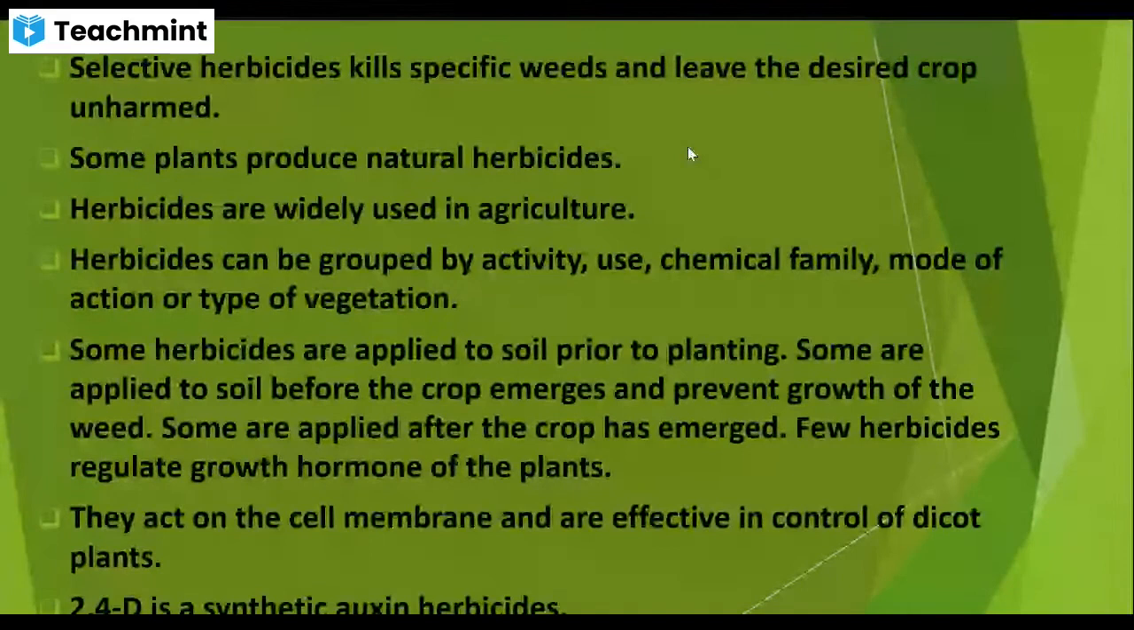As well as that, some chemical family herbicides can be used specially for special plants, for preventing crops from weeds. There is also mode of action and type of vegetation. Here you can think about type of vegetation and mode of action. These herbicides can be used differently, meaning the mode of action is different. Sometimes we can spray directly on the crop, or sometimes we can put it directly in the soil.